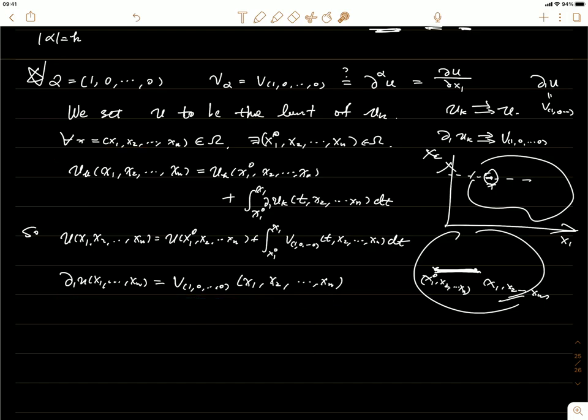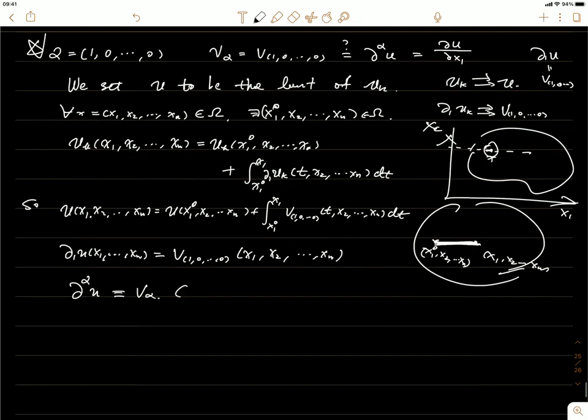So that means when you take the partial derivative with respect to x1 of this u, I will actually get the limit of that. This shows it for this case. Then we can just continue doing so. We can consider (1,1,0,0,0) and so on and so forth, and by induction we can easily show that this is equal to v_alpha.